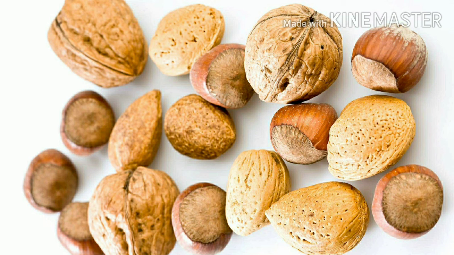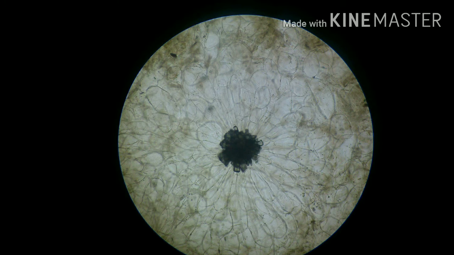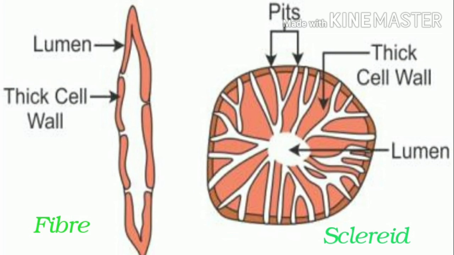These sclerites can be found in fruit walls of nuts, pulp of fruits like guava, pear and sapota, seed coats of legumes and leaves of tea. Sclerenchyma overall provides mechanical support to the organs that they are present in.